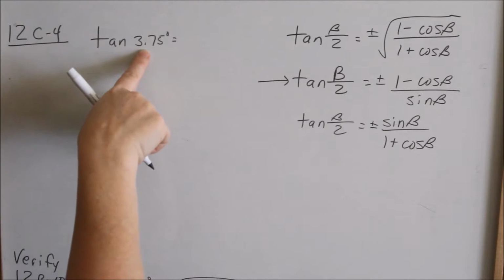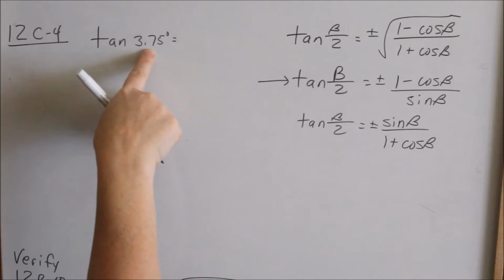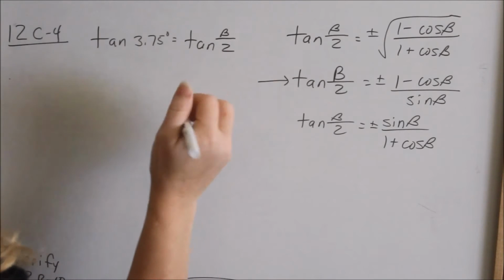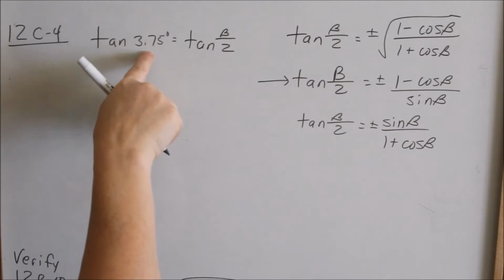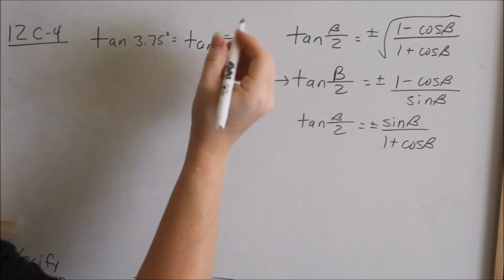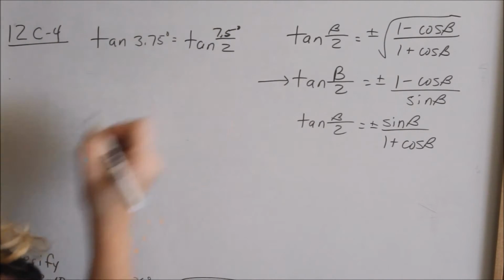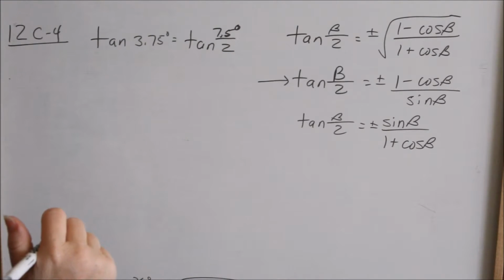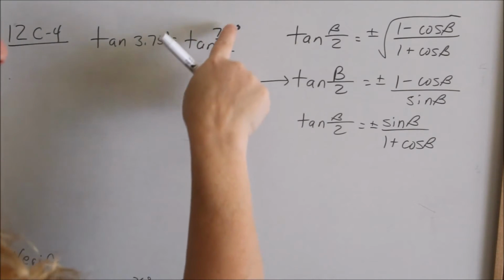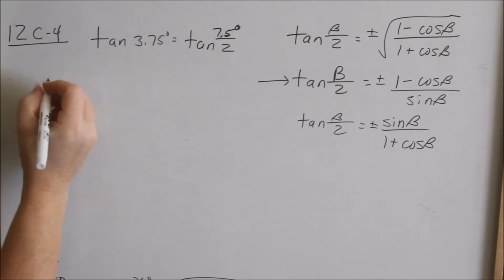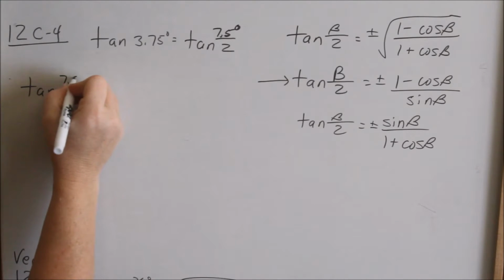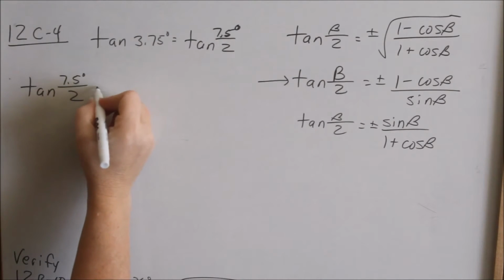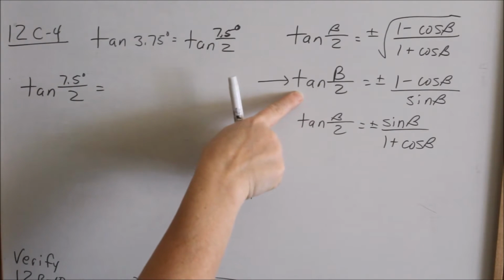So I need 3.75. I'm going to have some angle, tangent of some angle divided by 2 is the same as 3.75. So essentially I need to double this. If you double 3.75, you get 7.5 degrees. If you took 7.5 divided by 2, you end up with 3.75. So we're going to do tangent of 7.5 degrees divided by 2, and all this does is give us practice using these half angle identity formulas. I'm going to use this formula right here.